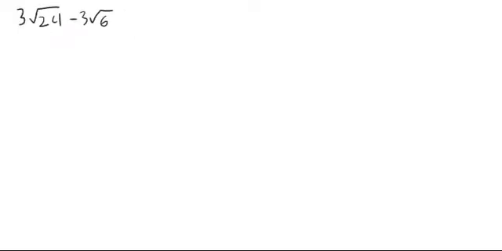So for question 3, we have 3 root 24 minus 3 root 6. So this time we cannot do 3 minus 3 because we have different roots. There's a root 24 and a root 6. So root 24 can be simplified. So 3 root 24 is actually 3 times root 6 times root 4, which can be simplified more, but we're not going to do that here because it's not necessary, minus 3 root 6.